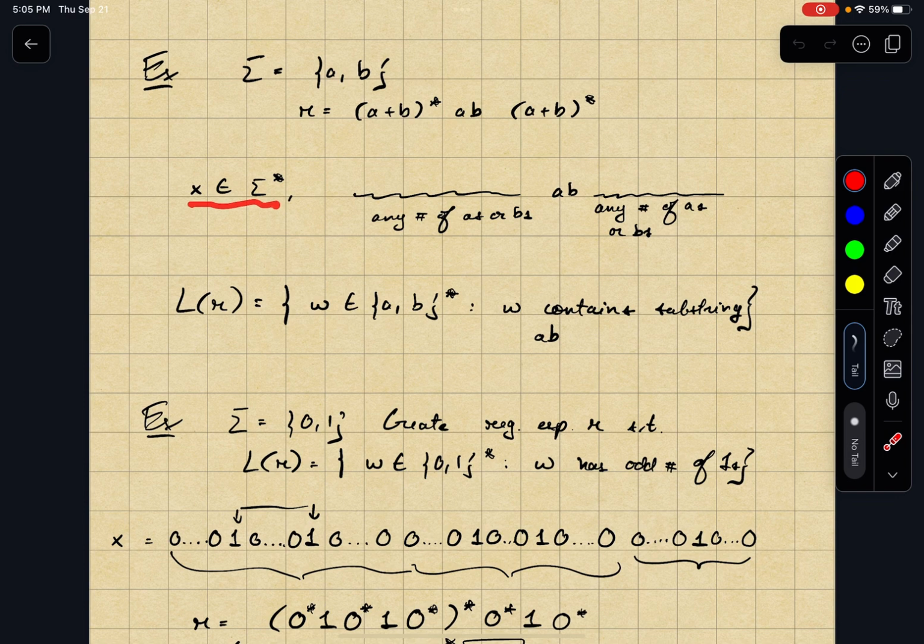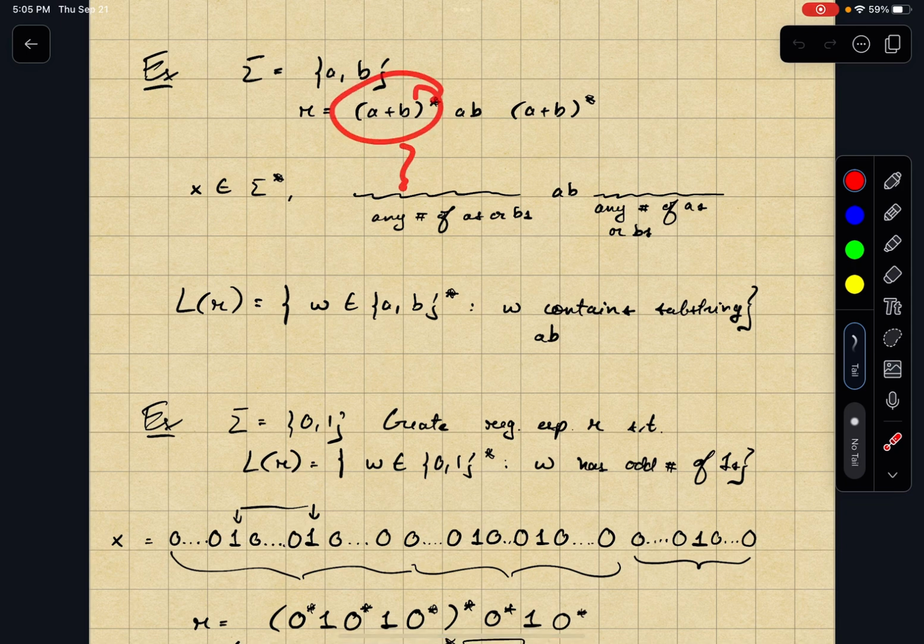Well, take any string in sigma star. What this regular expression R is saying is, for x to match with R, x has to start with any number of A's or B's in any sequence, in any order. That's exactly what this part is telling us. Then I have to have this sequence of symbols or letters AB. And then after that, I can have any number of A's and B's in any sequence.